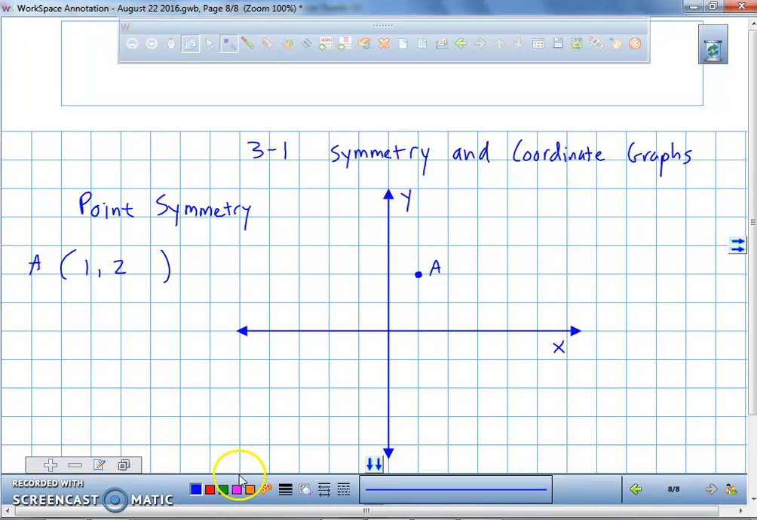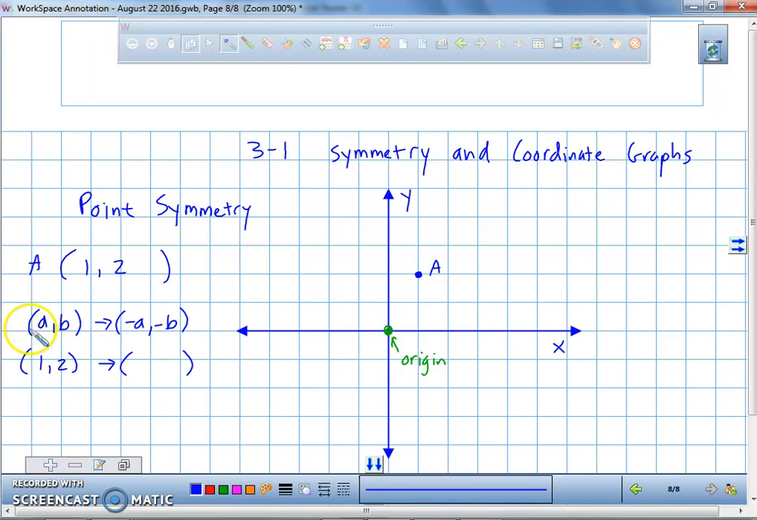Okay. Now, what we're going to be doing today is talking about points that are symmetrical about the origin. So I'm going to put a point right here. I'm going to label this point. That's the origin. Now, if we are symmetrical about the origin, if I had a point called A, comma, B, that would have to become negative A, comma, negative B. In this particular case, Tyler gave us 1, comma, 2.